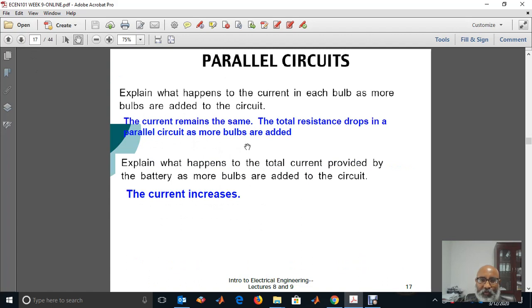Explain what happens to the current in each bulb as more bulbs are added to the parallel circuit. The current in each bulb remains the same because they share the same voltage and the voltage stays the same. It is in parallel to all the branches. So the current in each branch remains the same. The total resistance drops and the total current increases because the total resistance drops.